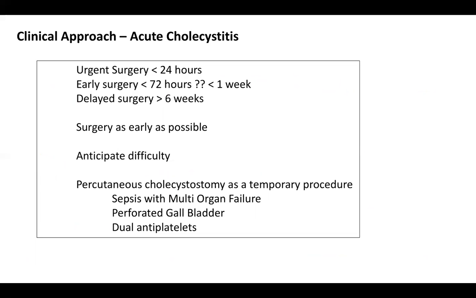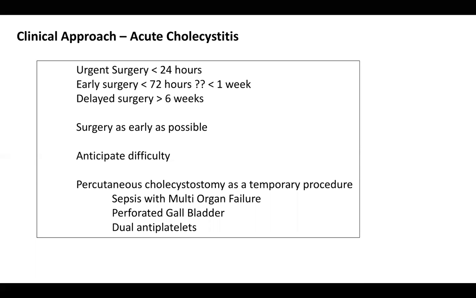In any patient with acute cholecystitis, the dictum is surgery as early as possible. Anticipate difficulty and operate. Consider a percutaneous cholecystostomy as a temporizing procedure in a patient who is acutely sick, has multi-organ failure with a perforated gallbladder, and a patient who is on dual antiplatelets.